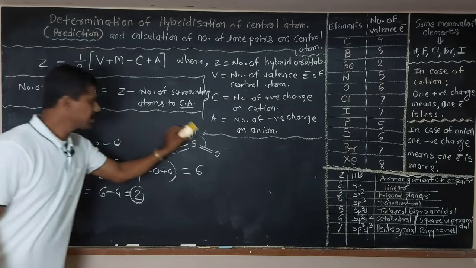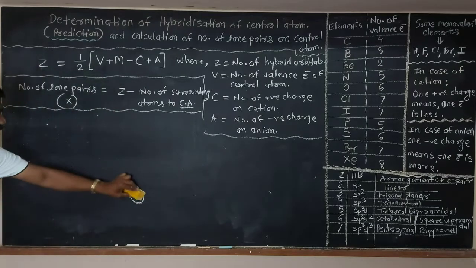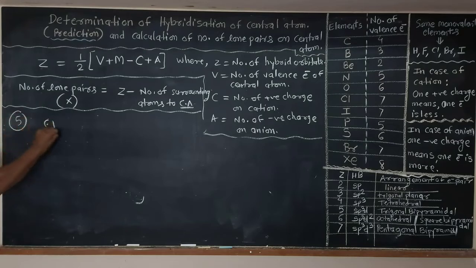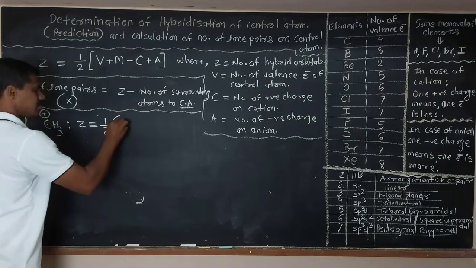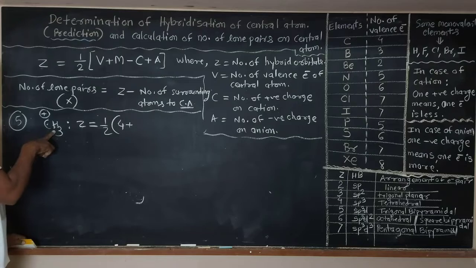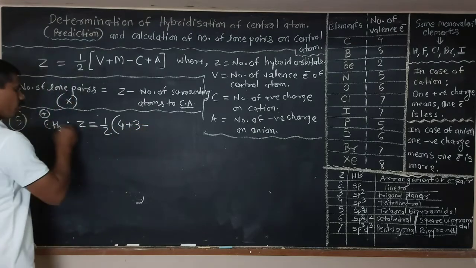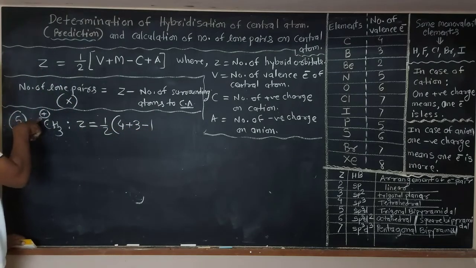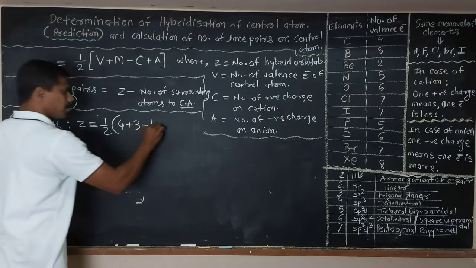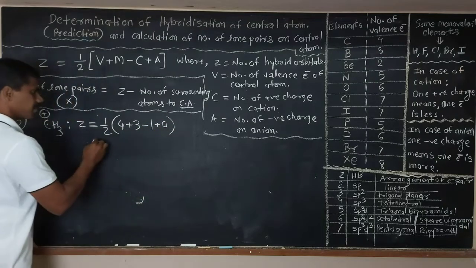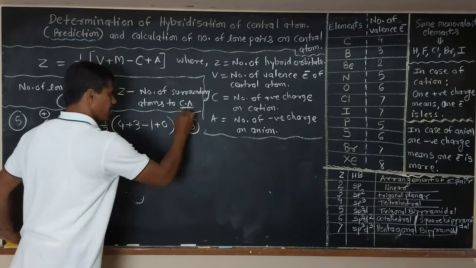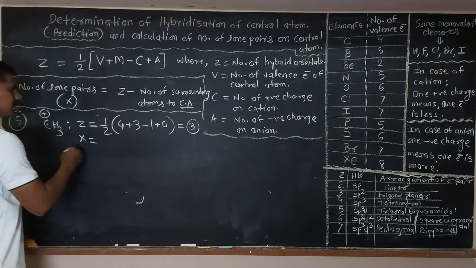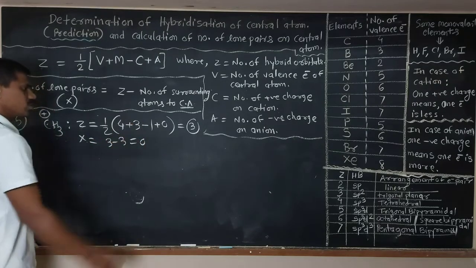Example number 5 is CH3+, the carbocation. Z is equal to 1/2 into central element carbon, valence electron 4, plus hydrogen monovalent, that is 3, minus 1, because cation 1+ means 1 electron less, plus 0, it is not an anion. That's why it is equal to 1/2 into (4 plus 3, 7, minus 1, 6), which is 3. What is the X, number of lone pairs? It is 3 minus 3 is equal to 0. There is no lone pair.